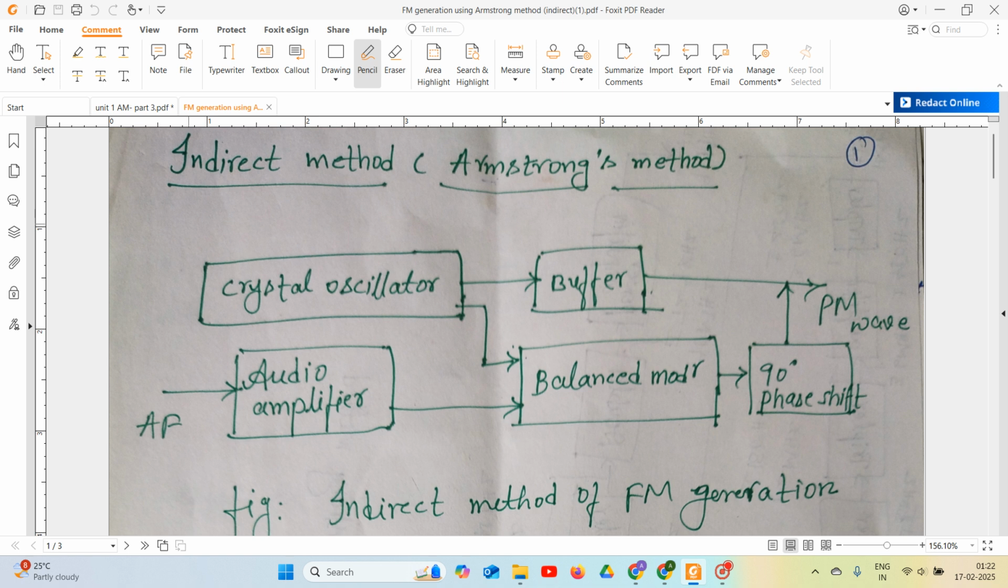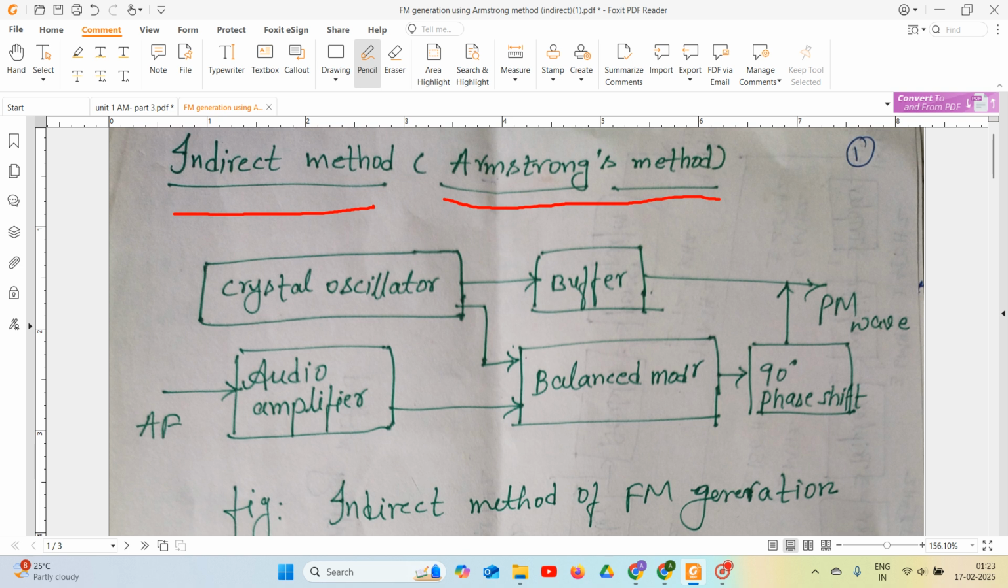Hello students, in this video we are going to discuss how to generate an FM wave, or frequency modulated wave, using an indirect method. We can also call that one Armstrong's method. In our class we have discussed how to generate an FM wave using a direct method.